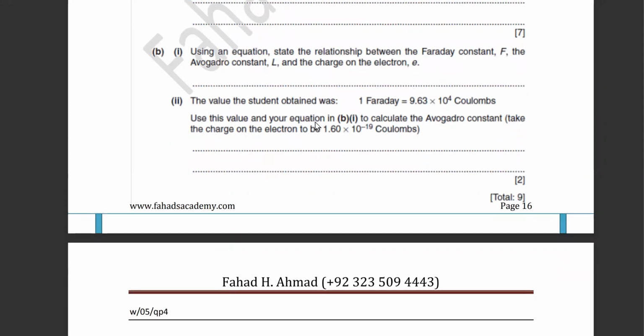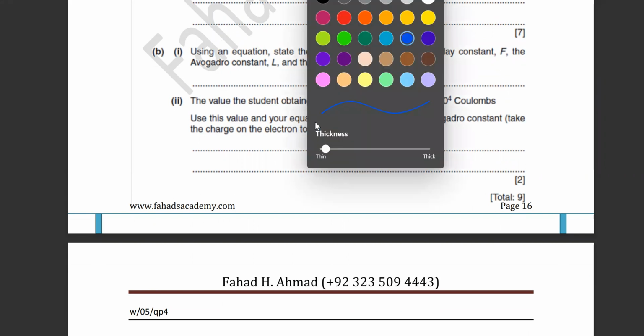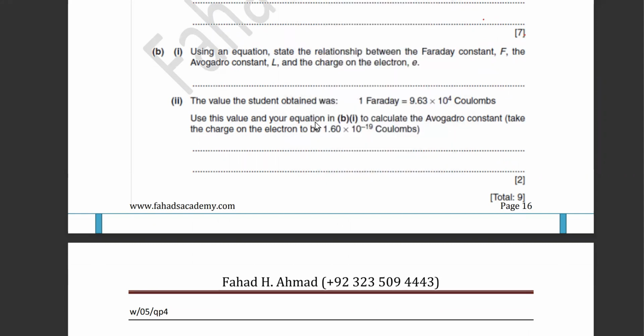Okay, anyway, so for example, let's just do this quickly. B part 1. He's saying that state the relationship between Faraday constant. We just said that F is equal to LE. Now he's saying that use the value and calculate the Avogadro constant. Remember, L is the Avogadro constant.